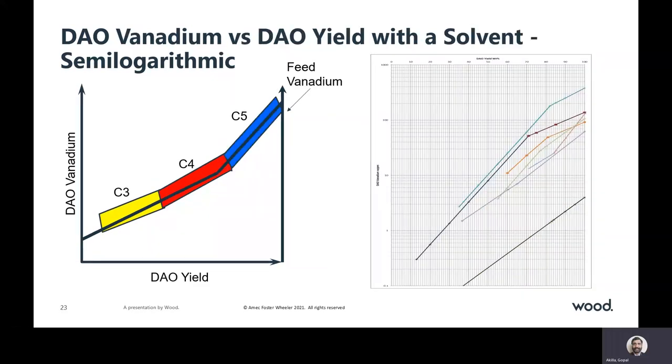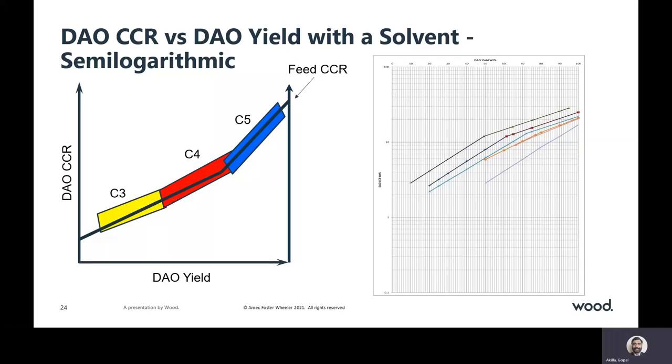For vanadium, it is different. If the feed has low vanadium content, it's more of a straight line. However, at high vanadium content levels, it becomes semi-logarithmic. There's an inflection point. This is the reason why, with residues with high vanadium content, we sometimes want to do a pilot plant study, because there's a dramatic pickup once a certain percentage of DO lift is desired. CCR also behaves the same way as vanadium. There's an inflection point. So we always pay extra attention to high CCR residues when the DO target yield is high.